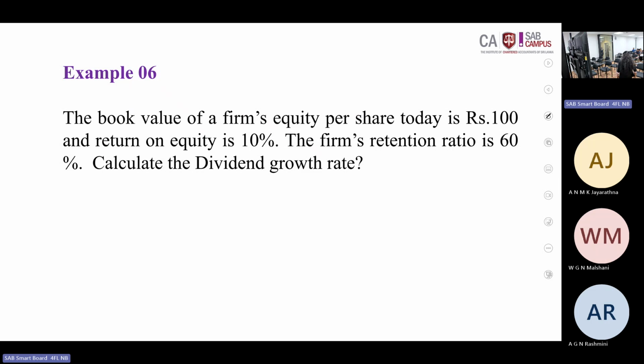We can do this example, and then we can identify how we arrive at this dividend growth rate. Okay, read the question. The book value of the firm's equity per share today is 100, the return on equity is 10%, and the firm retention is 60. Calculate the dividend growth rate.